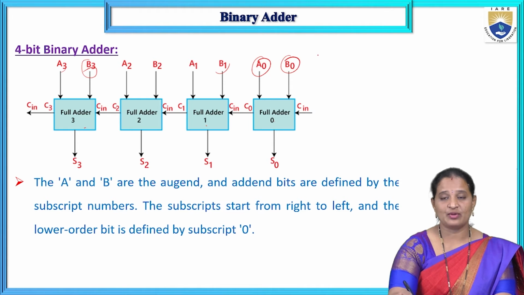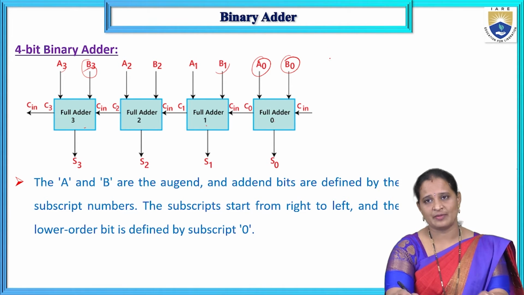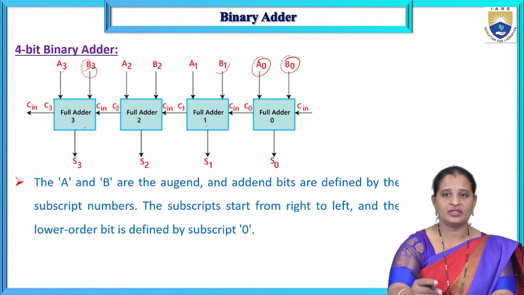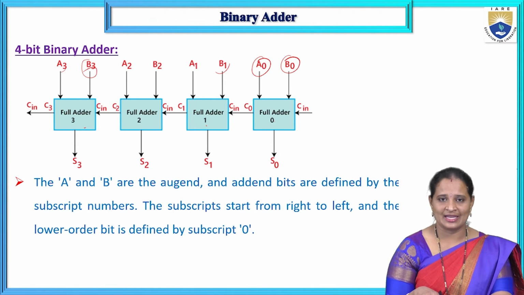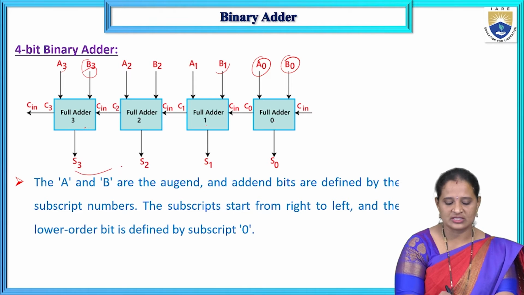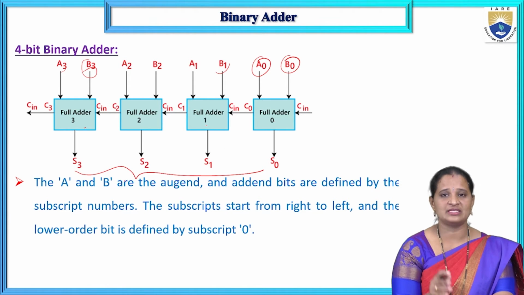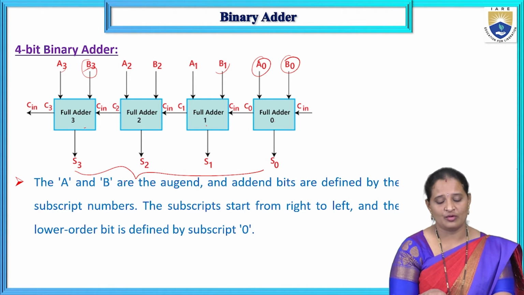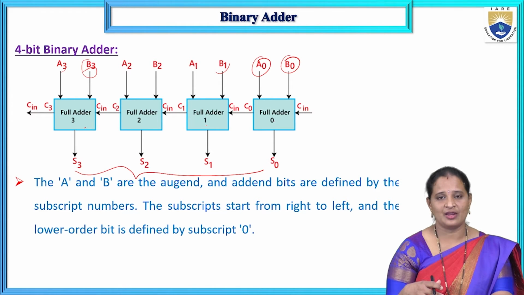And this is an example of a parallel adder. Why are we calling it a parallel adder? Because all the bits of the 2 numbers are applied to all the full adders at a time. And even the sum bits, that is the 4-bit sum, are available at a time at the 4 sum outputs of the full adders. Hence we call it a parallel adder. It performs the addition of all the bits at a time, or parallelly.